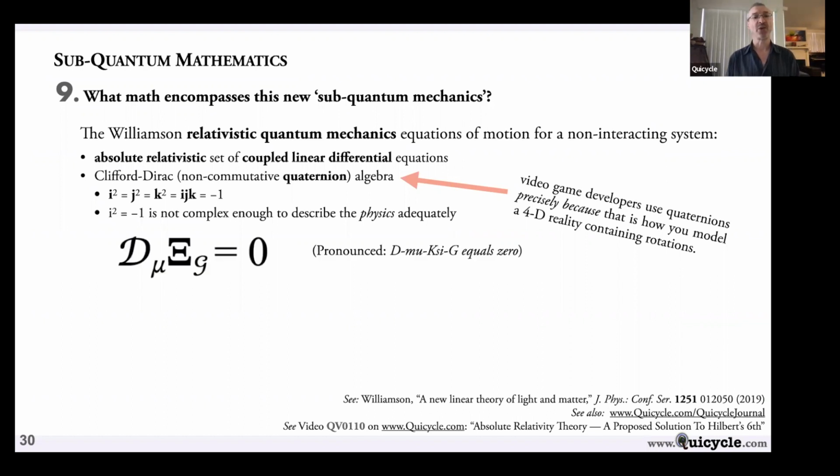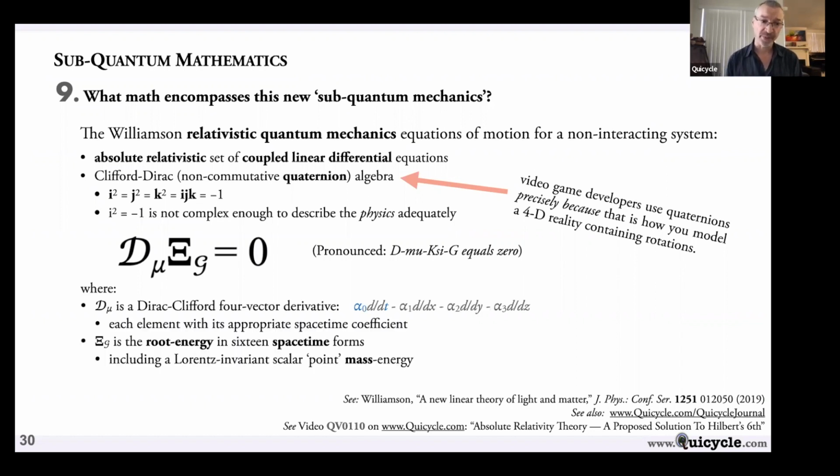So this is the Williamson equation. It's pronounced d mu psi g is equal to 0. And what it means is the d mu is a vector derivative. It's a 4-vector derivative, but it's a fully relativistic one. It's not just that it's d by dt, d by dx, d by dy, d by dz. It's not just that it's the differential of each 4 components, but each component must have its fully relativistic coefficient in front of the term.